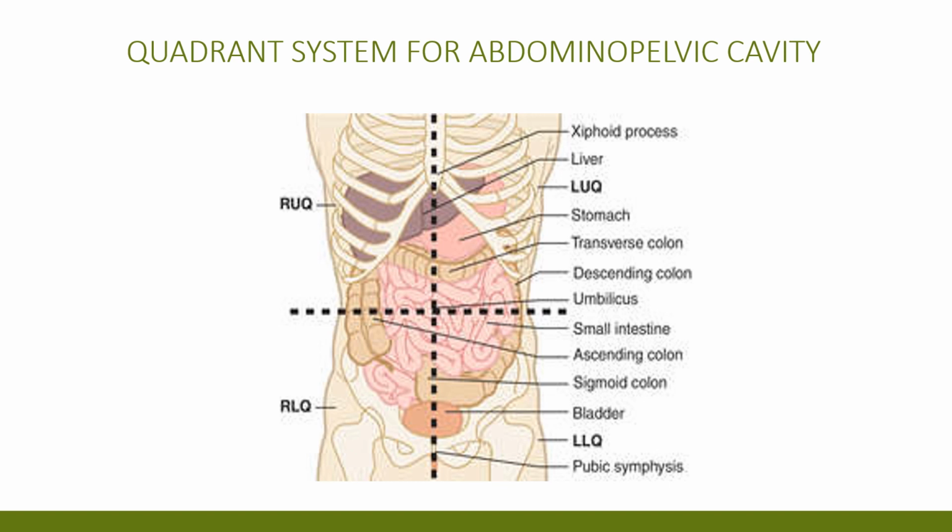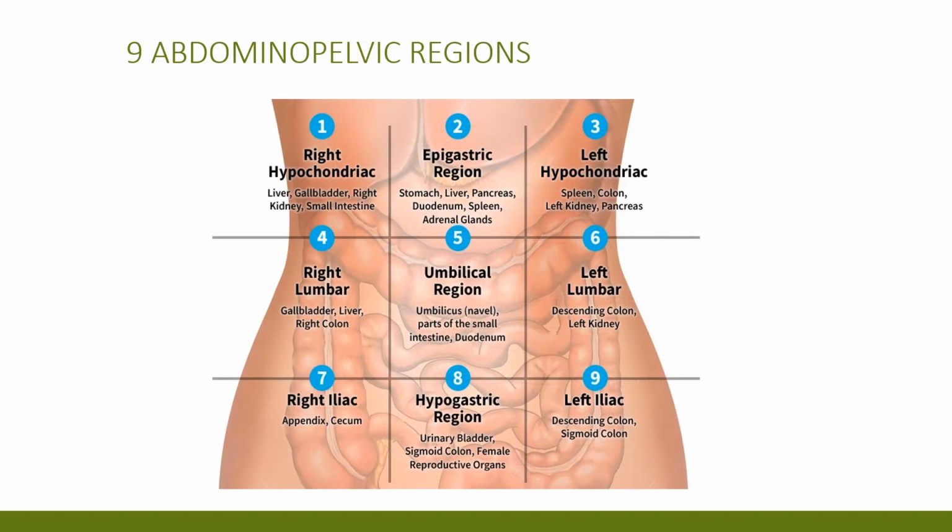So that's a quick way to triage a patient, but in anatomy, we take it a little step further. In anatomy, we have the 9 abdominal pelvic regions. Each one of them has a specific name, and if you look at the right hypochondriac, that's on the left of this picture because it's the patient's right.